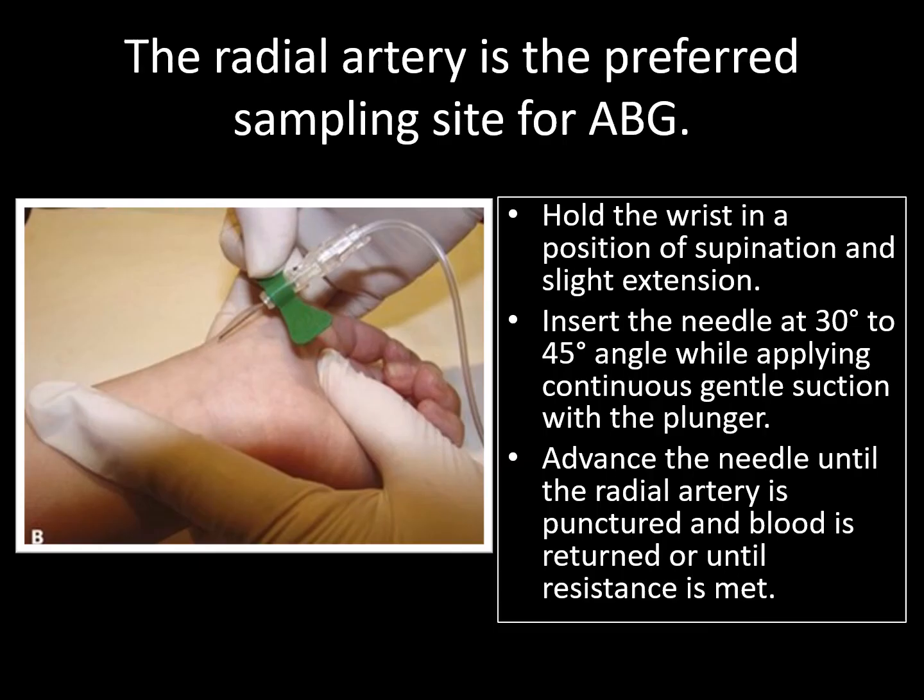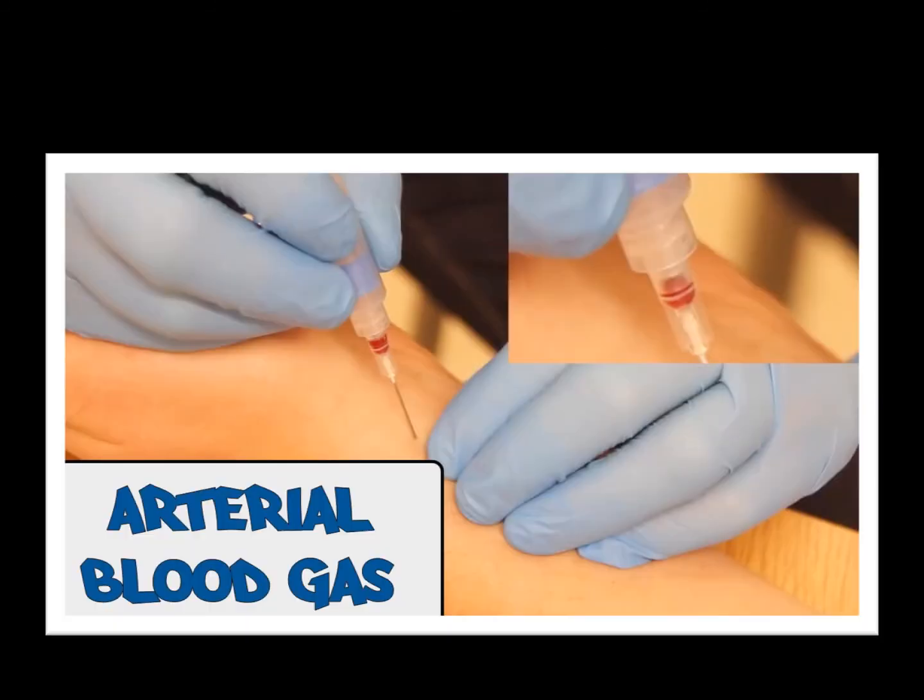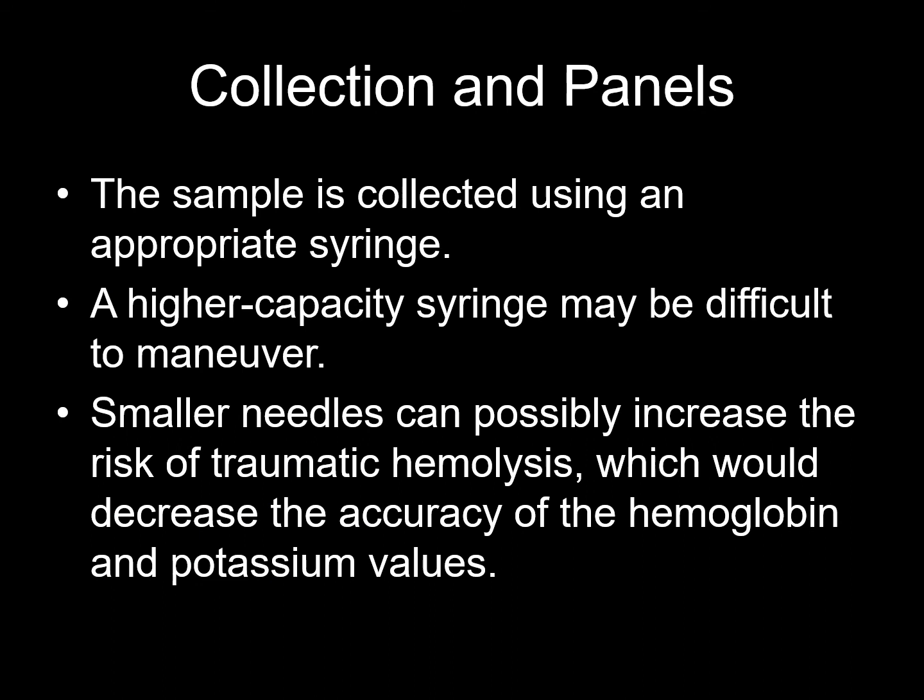When you are ready to take the ABG, hold the wrist in a position of supination and slight extension. Insert the needle at 30 degrees to 45 degrees angle while applying continuous gentle suction with the plunger. Advance the needle until the radial artery is punctured and blood is returned or until resistance is met. The sample is collected using the appropriate syringe.